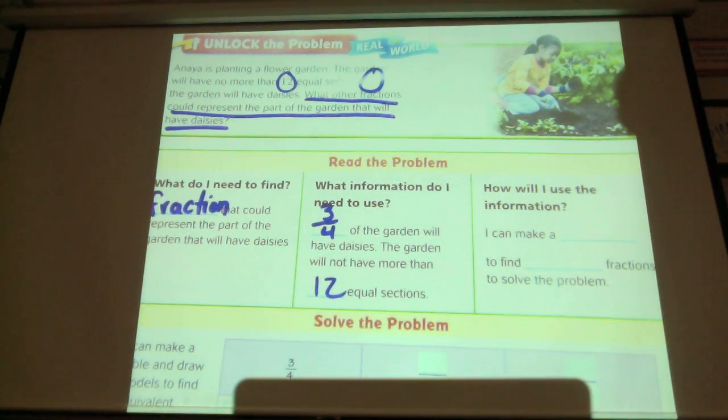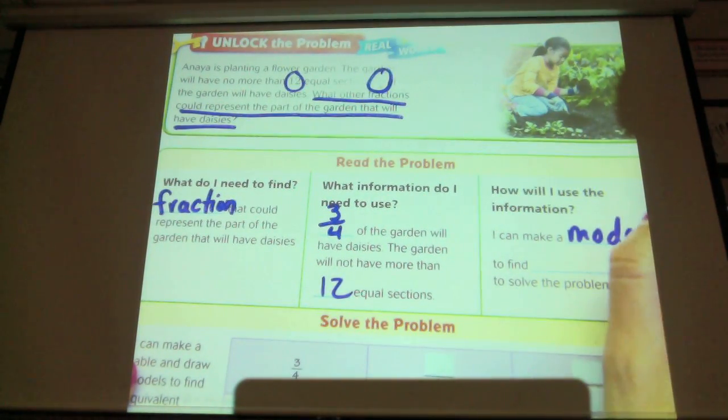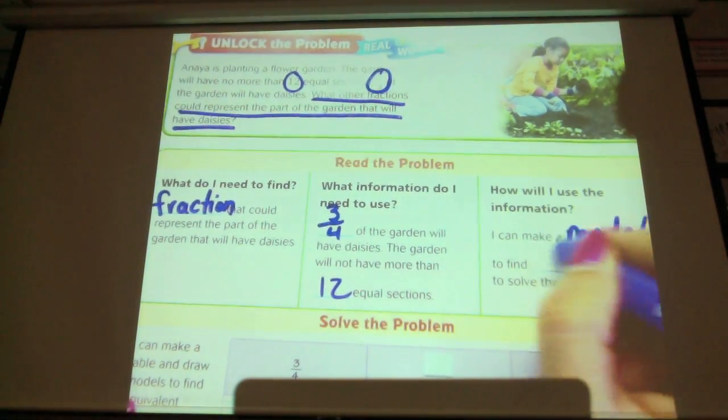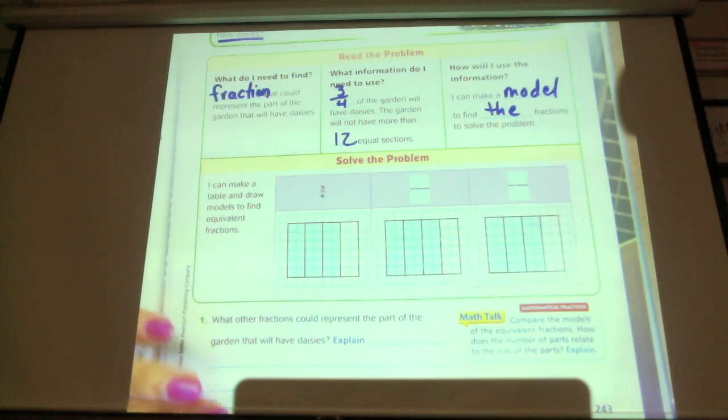How am I going to figure this out then? Has anybody already thought about how they would go about solving this problem? Because I thought about it. I looked down there and I could see. But I thought about it too. Sean? Draw a model, right? So let's do, I can make a model to find the fractions, or all fractions to solve the problem. It's a table of models, right?